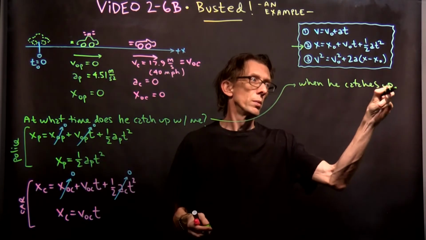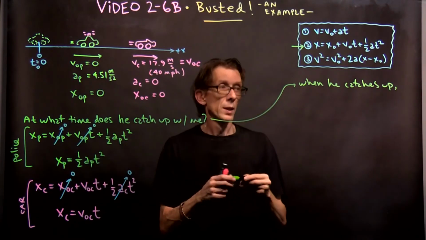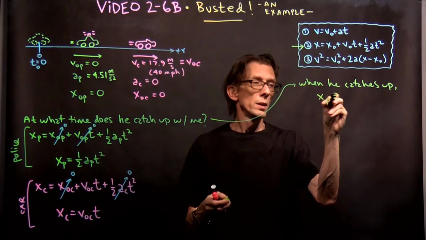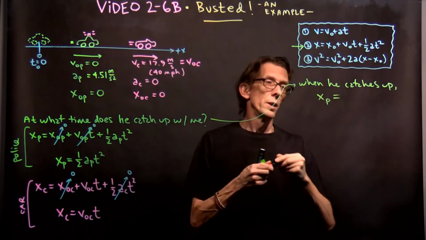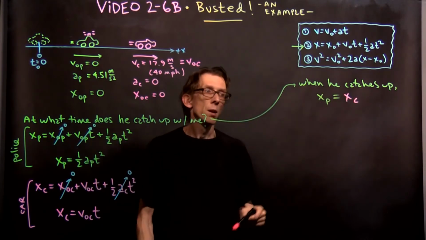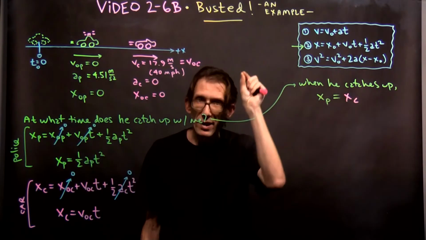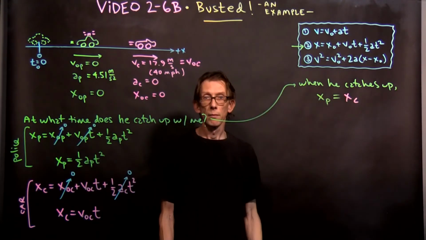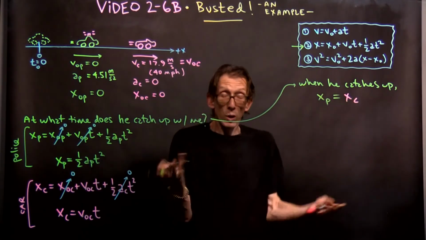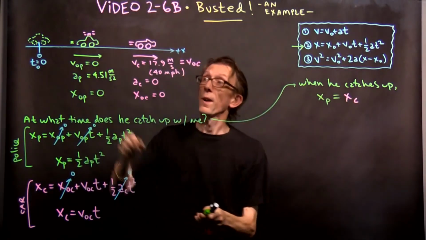In other words, when he catches up, we have xp equals xc. The position of the car, the sports car, me, and the position of the police officer are the same when the police officer catches me. That's what it means to catch me, that we have the same location on our number line when he finally catches up to me.